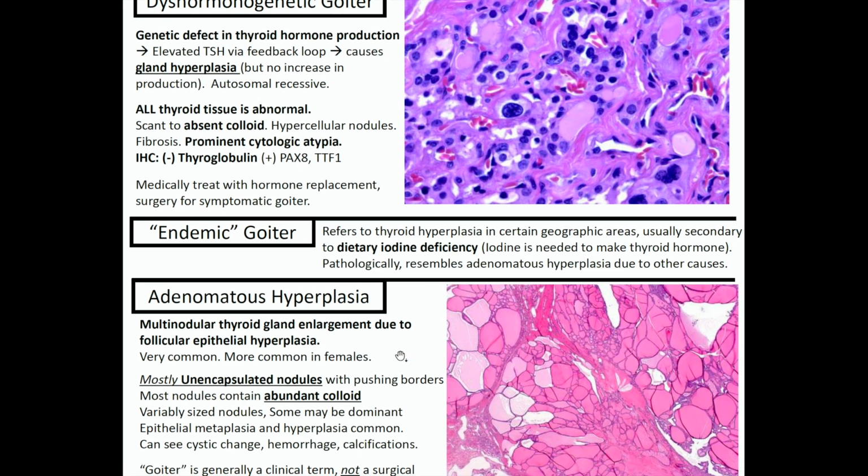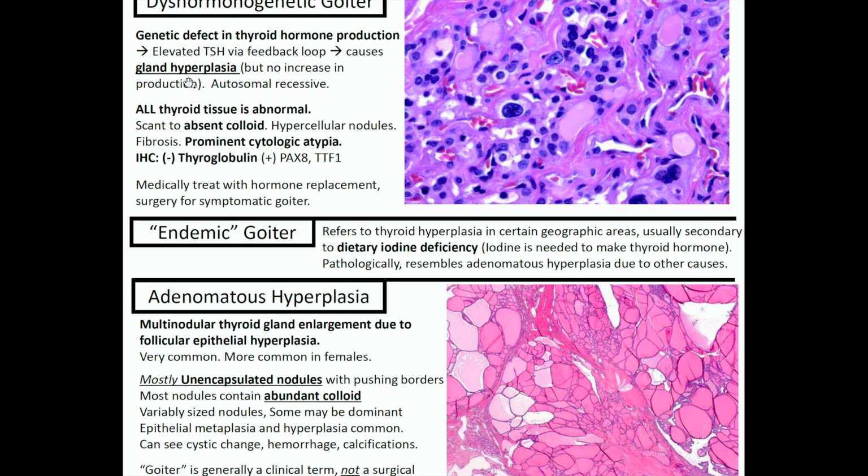Next entity, we have dyshormonogenetic goiter. That is a tongue twister. So this is going to be caused by a genetic defect in thyroid hormone production, leading to elevated TSH via feedback loop, which causes gland hyperplasia, but no increase in production, and it's autosomal recessive genetically.